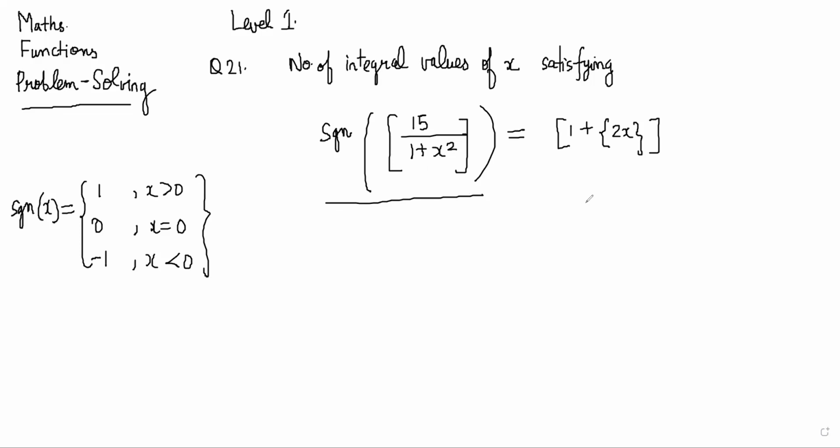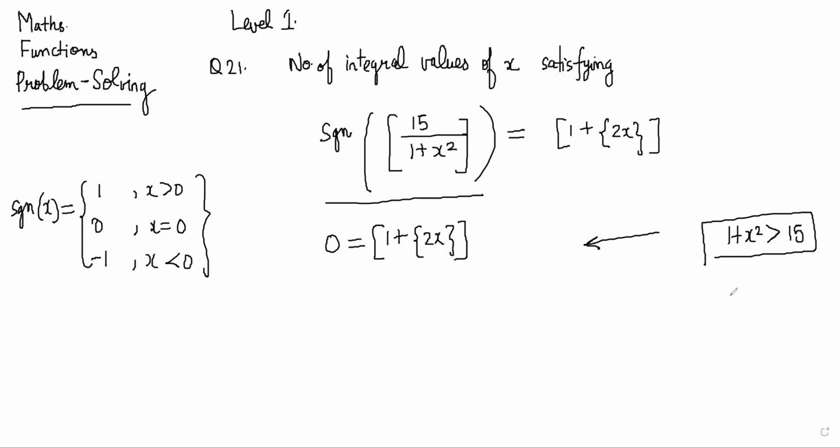So in case 1 plus x square is greater than 15, then this is a fraction, right? Then the GIF of that is 0. The GIF of that becomes 0, and then signum of 0 is 0. So this is one case where this side is 0.